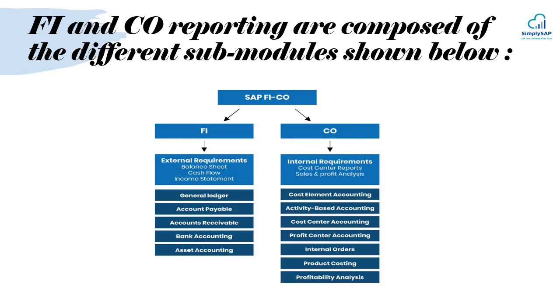Under FI we have submodules such as general ledger, accounts payable, accounts receivable, bank accounting, asset accounting. Under CO we have submodules such as cost element, activity based accounting, cost center accounting, profit center, internal orders, etc. So let's go one by one and know what these submodules are.